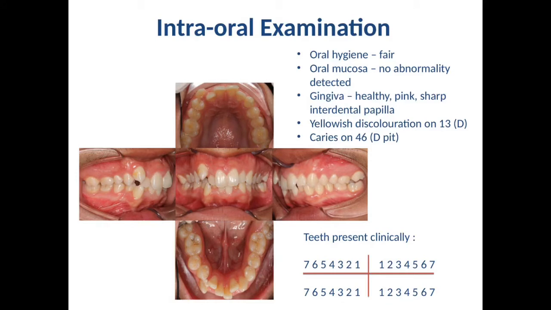For intraoral examination, patient's oral hygiene is fair. The oral mucosa shows no abnormality. The gingiva is healthy and pink with sharp interdental papilla. There is a yellowish discoloration on the distal of 1-3 and there is caries on the distal pit of 4-6. Clinically, teeth present for the upper arch are from 7 to 7 as well as for the lower arch.